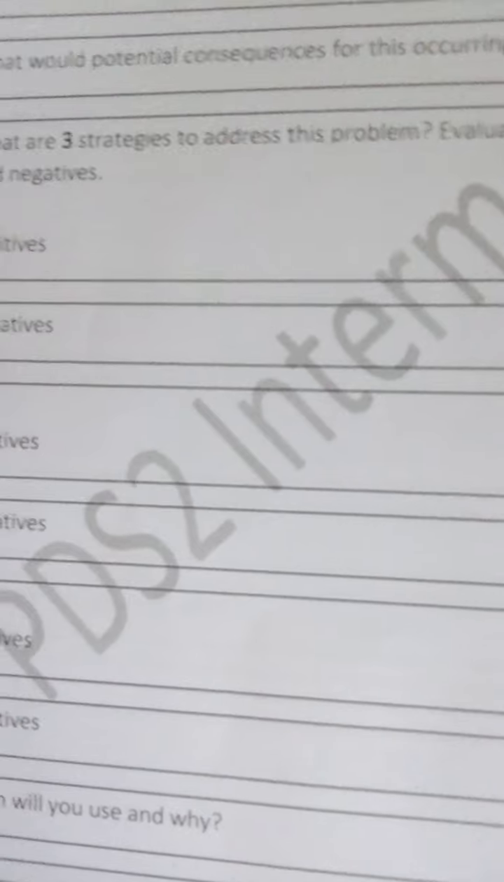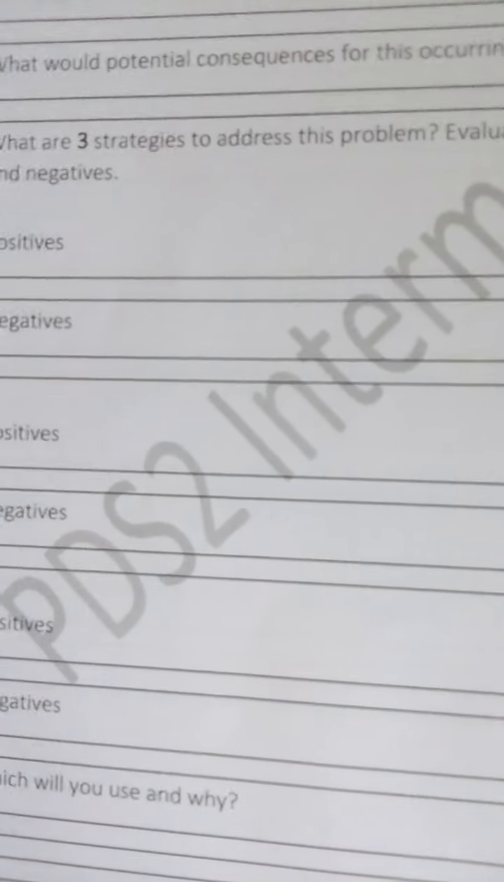Then there needs to be three possible strategies to address that. Come up with a strategy and tell us a positive and negative for each of those strategies. After you've done that, tell us which one you're going to use and why. And the same continues on page 22 with your other potential problem.